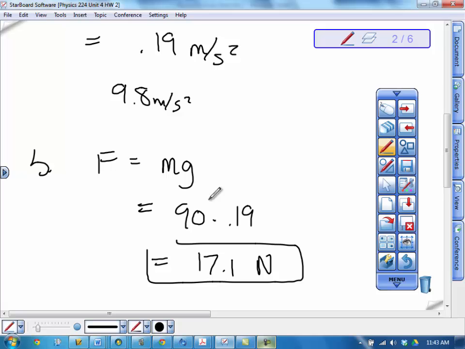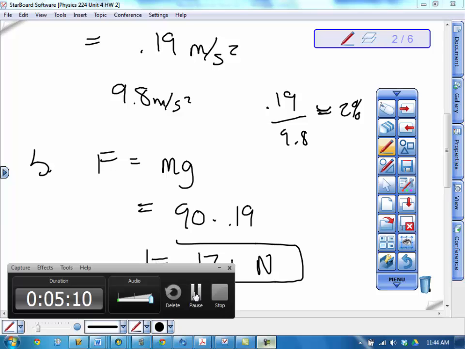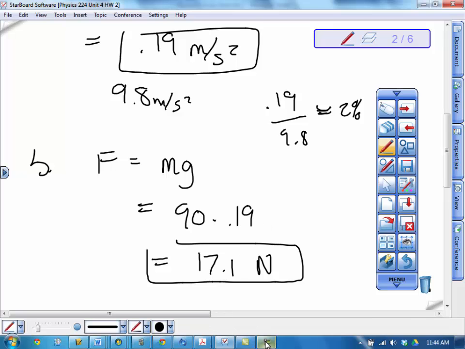Because we're using kilograms, our force is in newtons, which is a lot less than what they would weigh on Earth, obviously. You can look at this as a proportion too. You can do 0.19 compared to 9.8 to find the percentage. So it's approximately 2% of gravity on this asteroid in comparison to Earth. That's not part of the problem, obviously, but your answers are here for part A and here for part B.